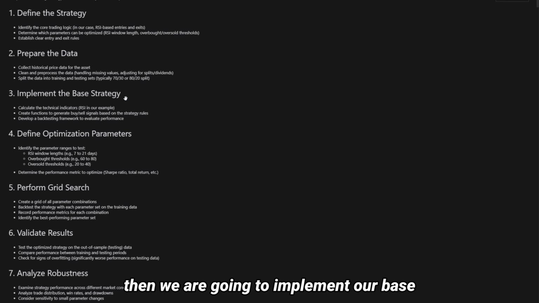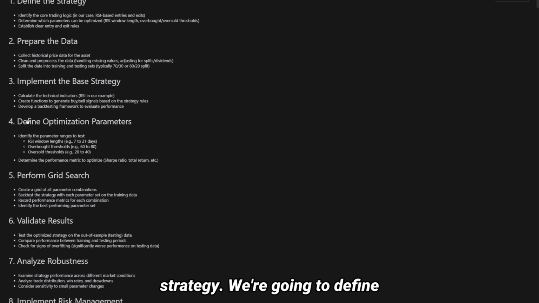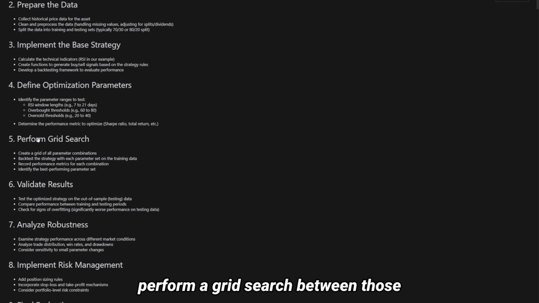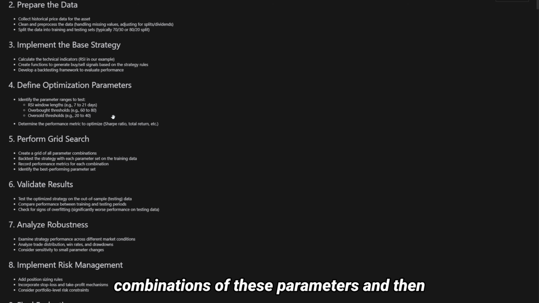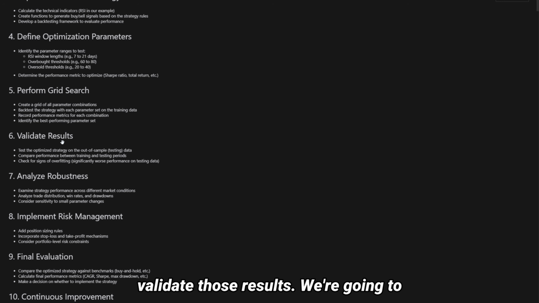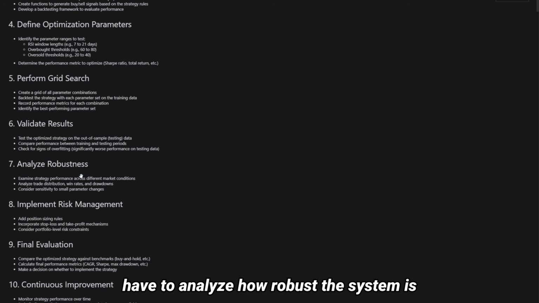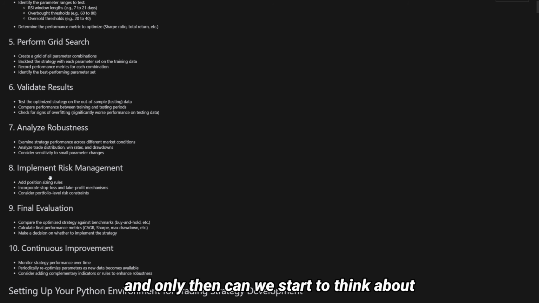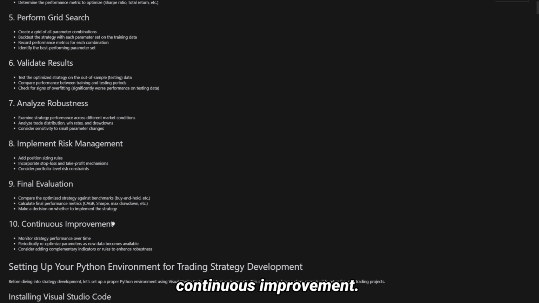Then we are going to implement our base strategy. We're going to define optimization parameters. We are going to perform a grid search between those optimization parameters, which basically means that it's going to iterate over all of the possible combinations of these parameters and then see which yields the best results. Afterwards, we're going to have to validate those results. We're going to have to analyze how robust the system is. And only then can we start to think about risk management, final evaluation, and continuous improvement.